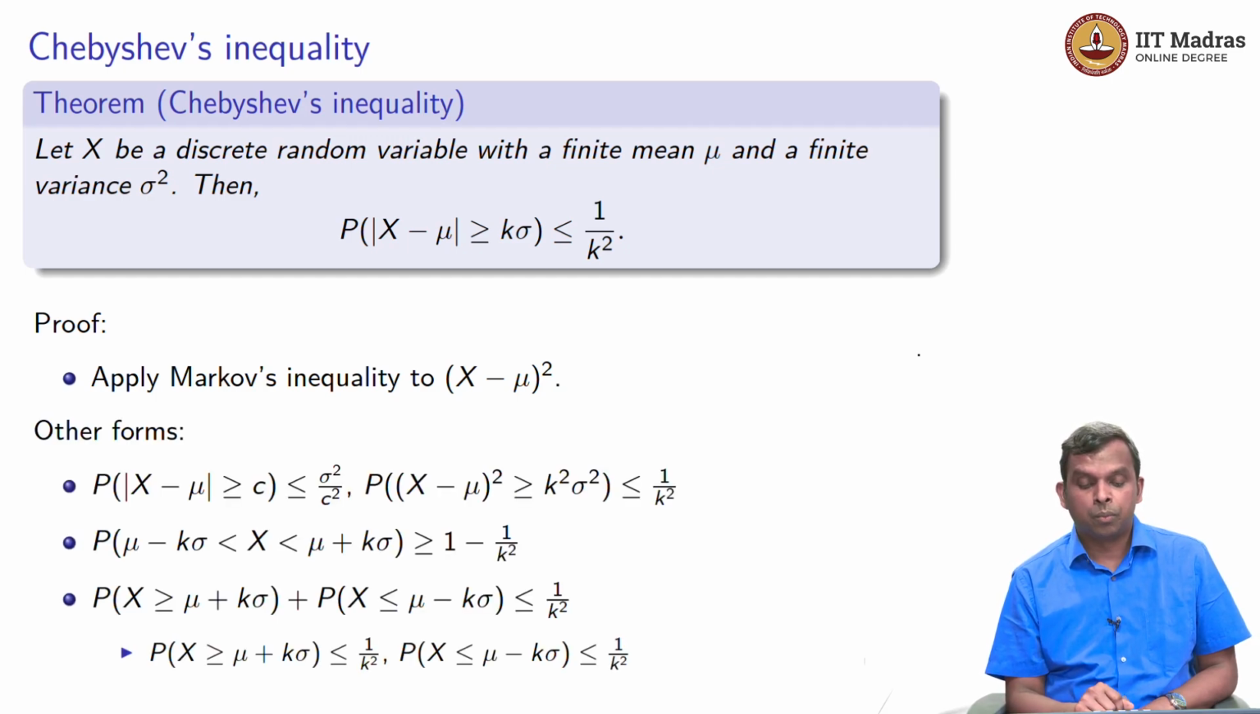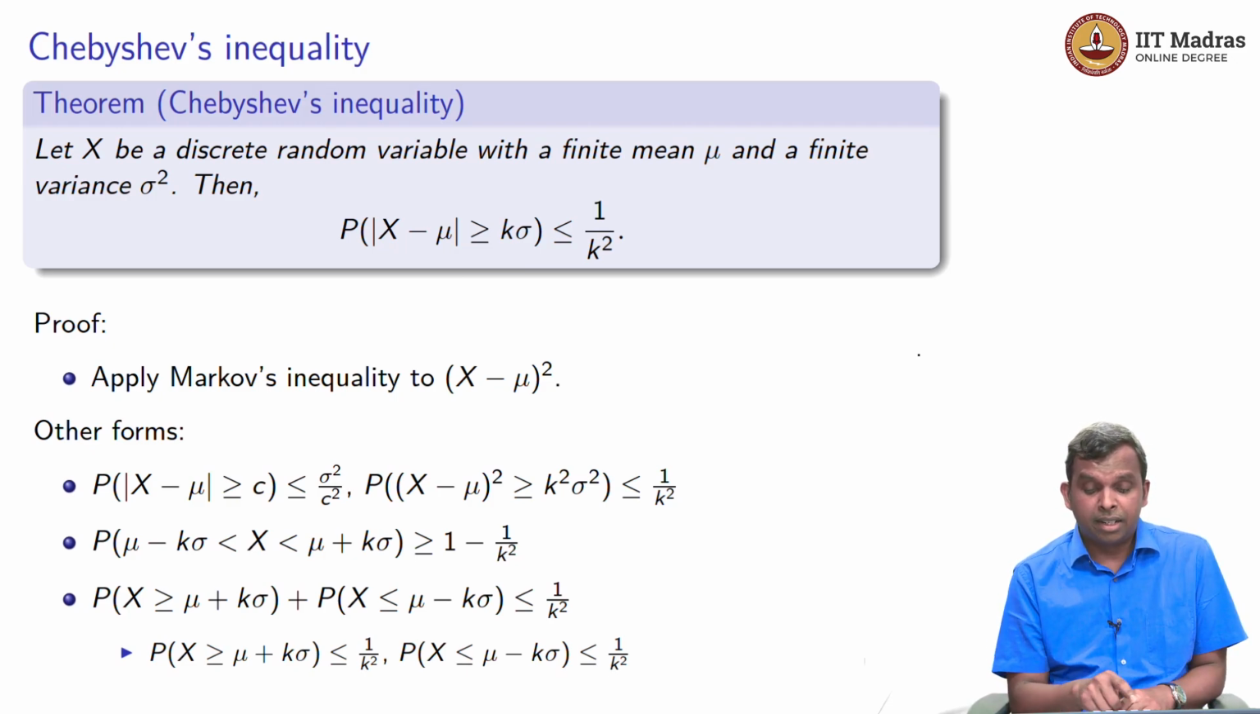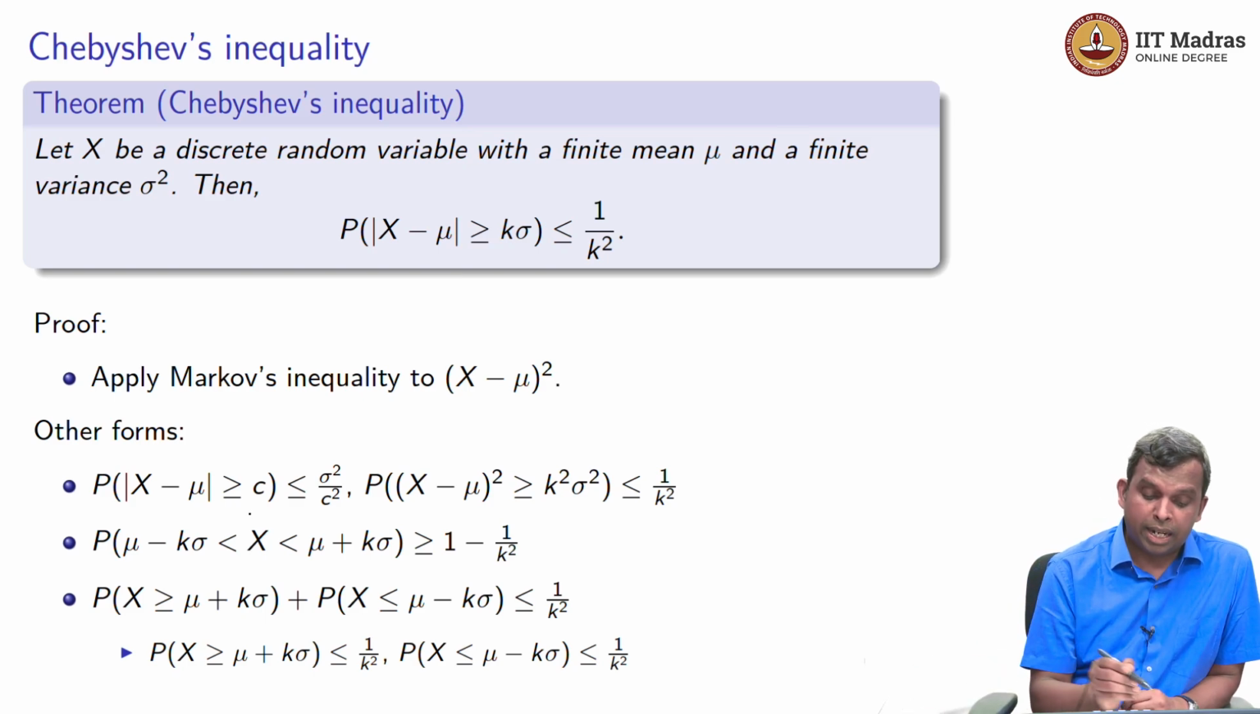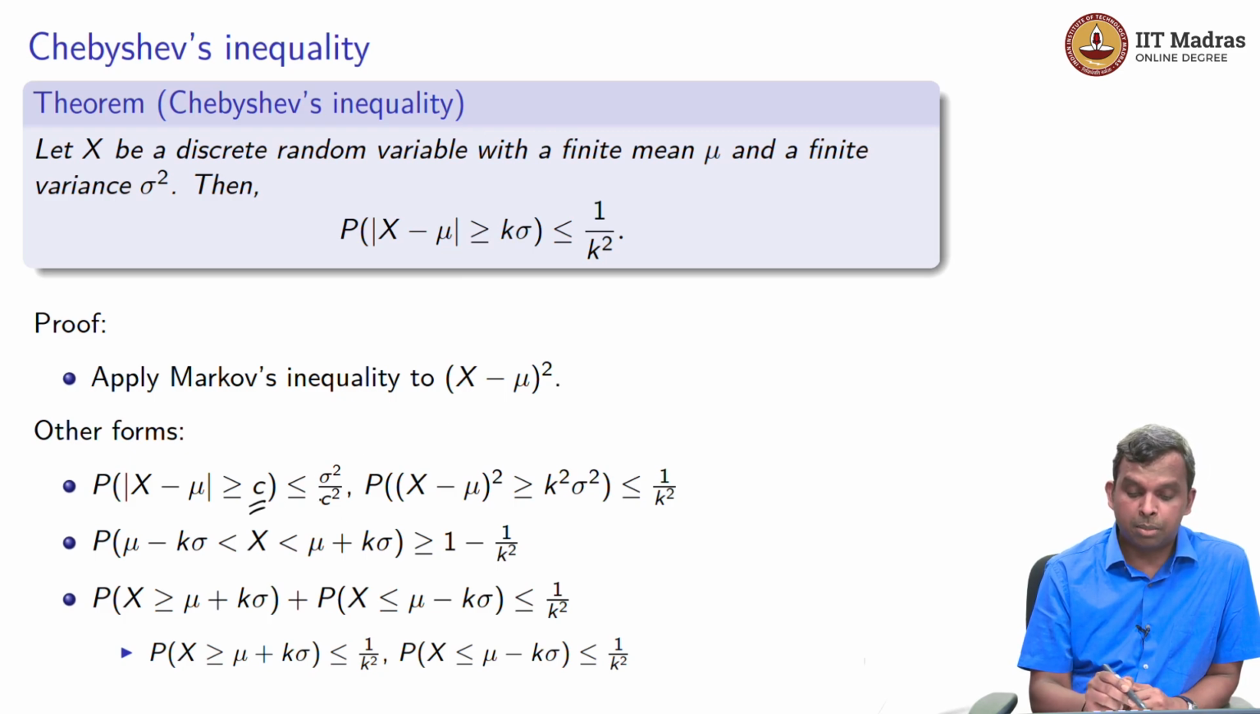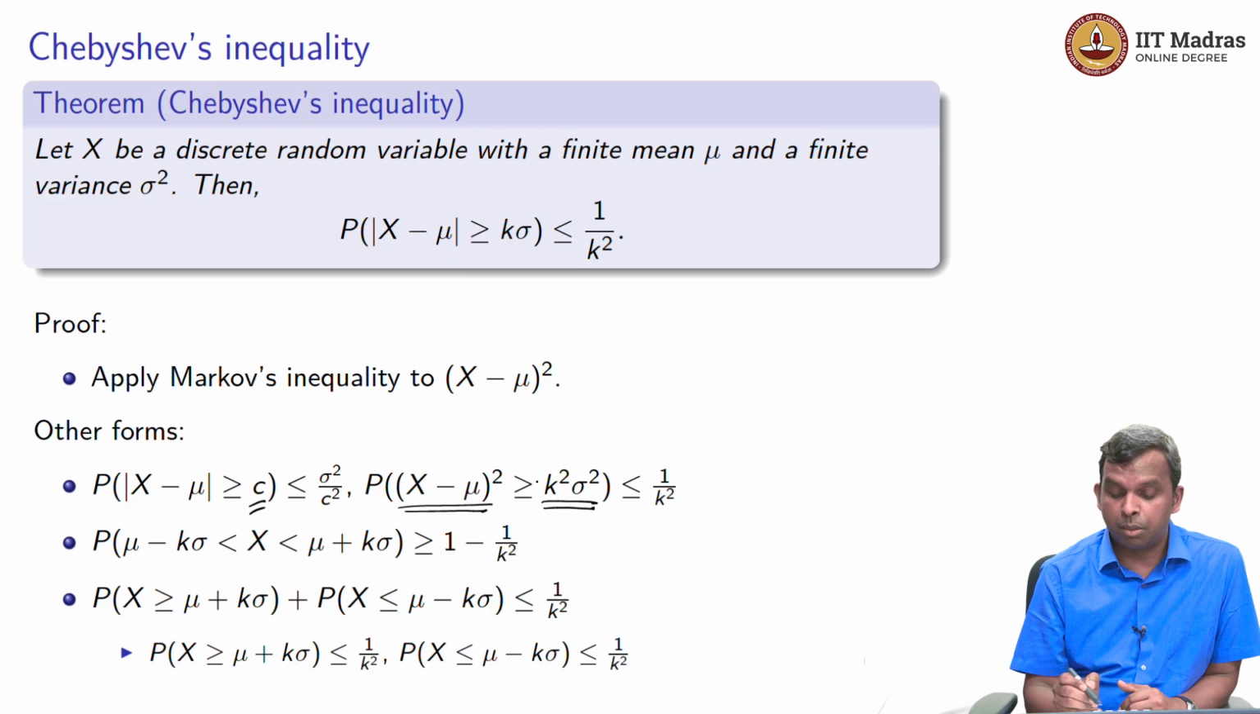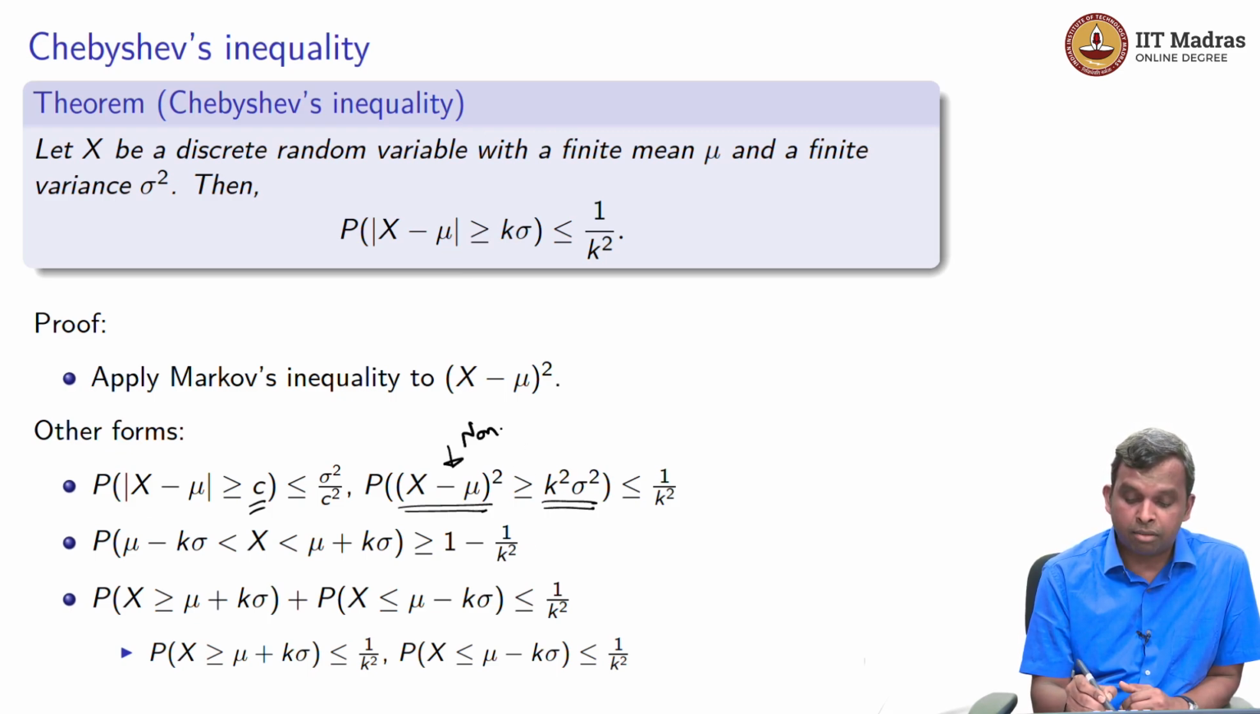There are numerous other forms you can manipulate it into. Instead of writing k sigma, you can write it as c. Then k becomes c by sigma, so you get less than or equal to sigma squared by c squared. Instead of writing |X minus mu| greater than or equal to k sigma, you can simply write (X minus mu) whole squared is greater than or equal to k squared sigma squared. You can see how Markov's inequality applies. This is a non-negative random variable.